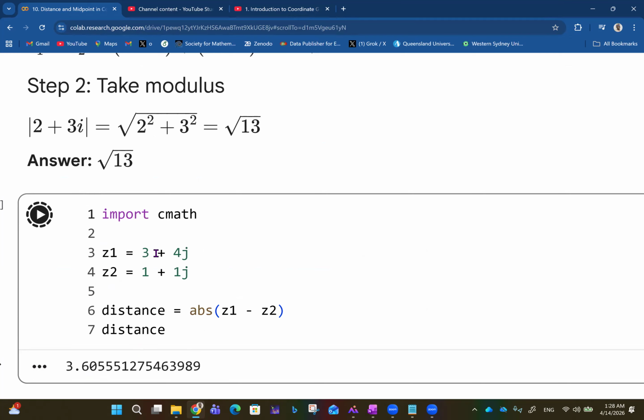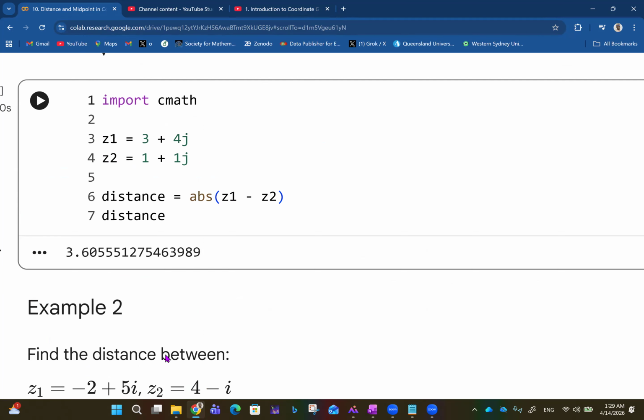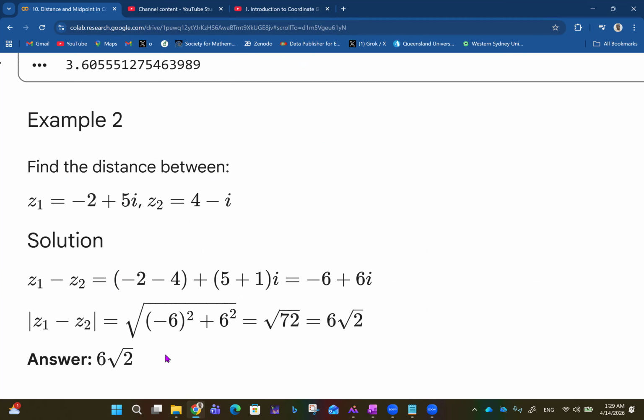To write this in Python code, you have z1 is 3 plus 4j, z2 is 1 plus 1j. So the distance is the absolute value of z1 minus z2, and you get the distance to be 3.60, the square root of 13. Then, for example 2, you want to find the distance between z1 equals minus 2 plus 5i and z2 equals 4 minus i.